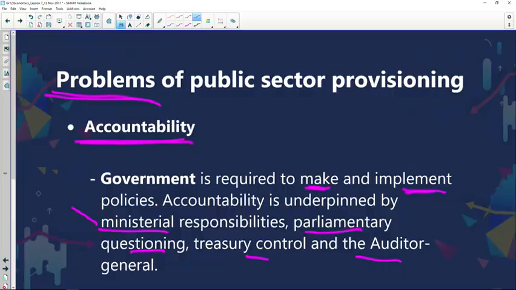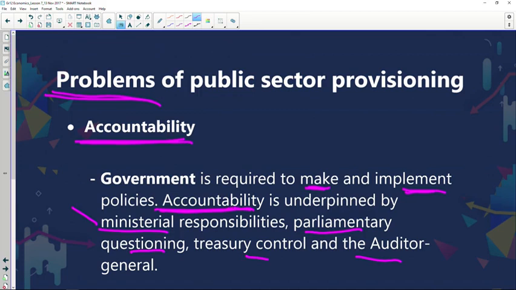So these are the different stakeholders, shall I call them, that will participate in ensuring that policies are being made and are implemented in the different portfolios where government is supposed to be accountable for certain things.